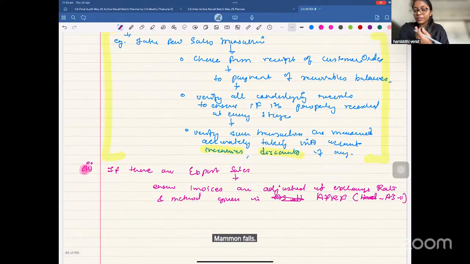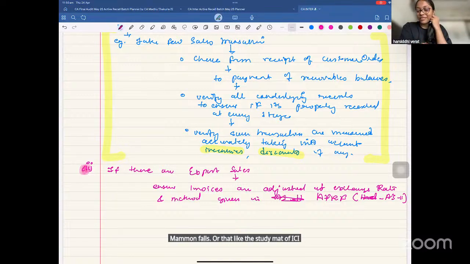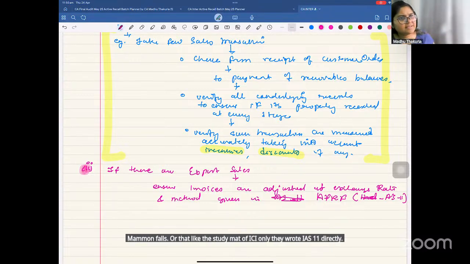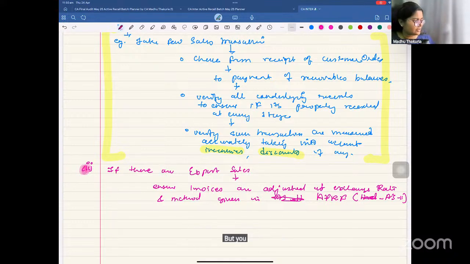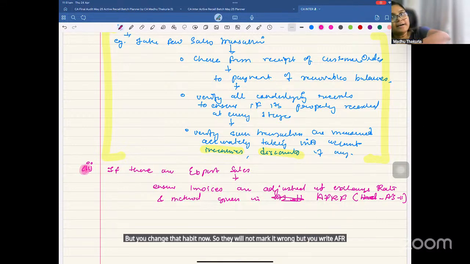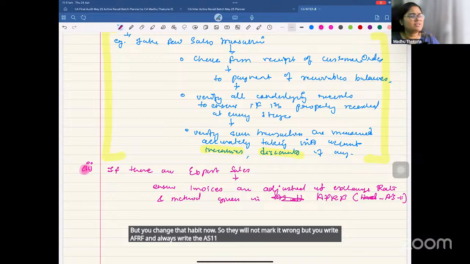Ma'am, in audit, like the study material of ICAI, they wrote AS11 directly. Yes, but you change that habit now. They will not mark it wrong, but you write AFRF and always write the AS11 in the bracket, wherever you apply any accounting standard.